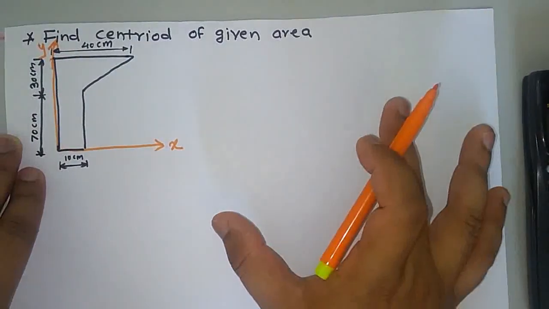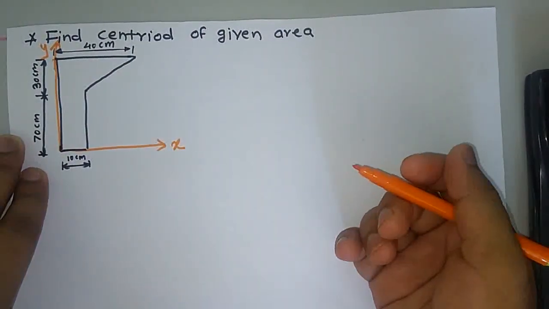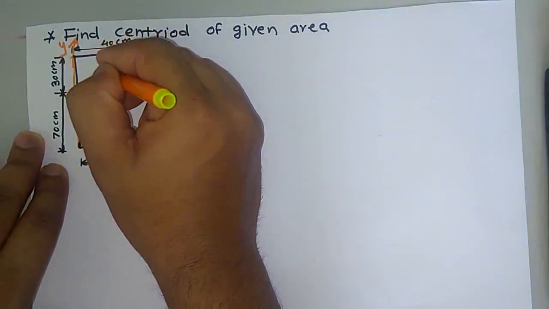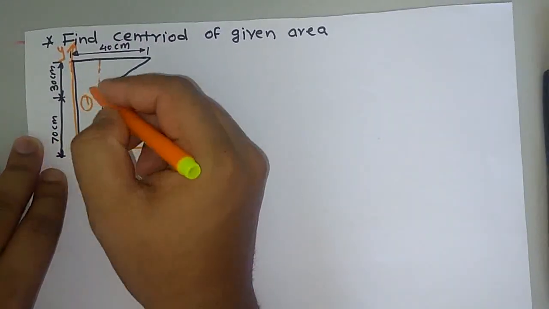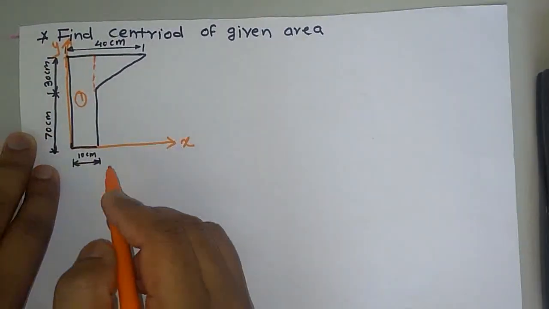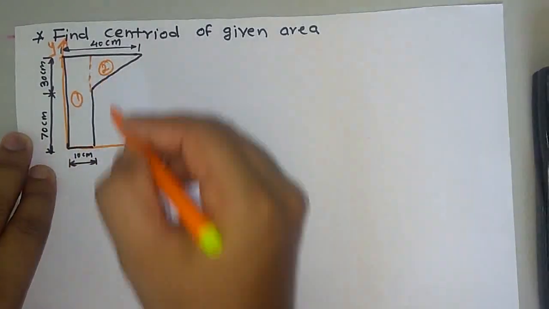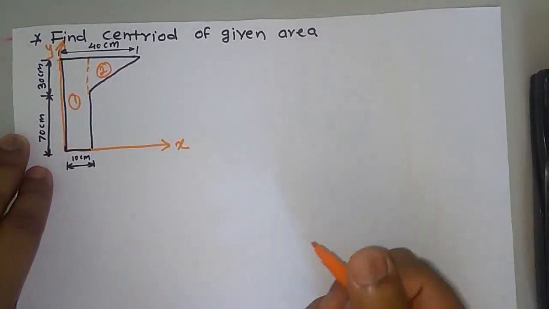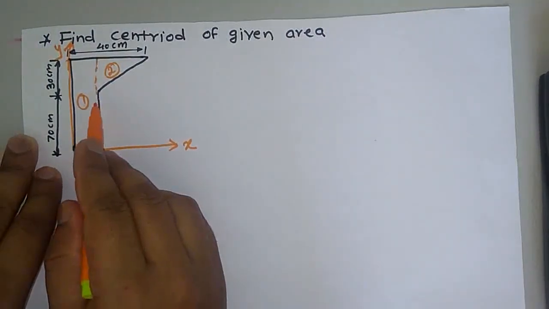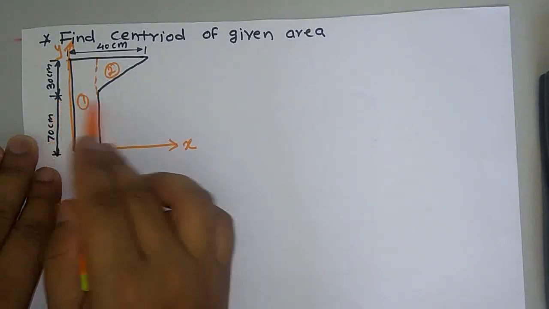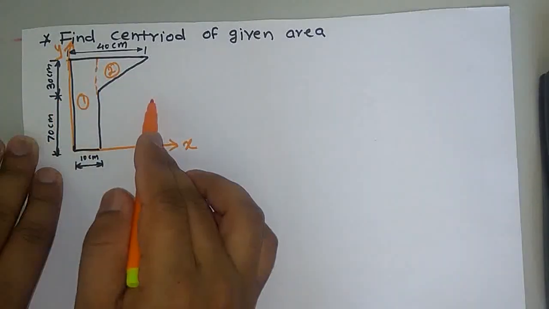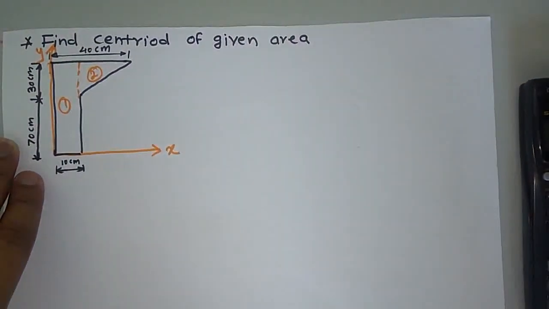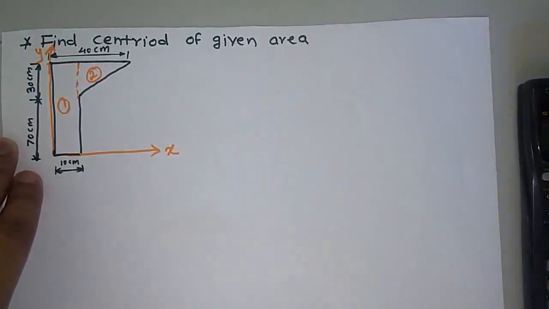Now what is the second step? We need to divide this part into known shapes. So we will divide this geometry into 2 parts. The first part is a rectangle, and the second part is a right angle triangle. Now the third step is whether this part is symmetric about any axis. No. You can see this is not symmetric about the x-axis or the y-axis, so we need to find the x bar and y bar. So how to find the x bar and y bar?